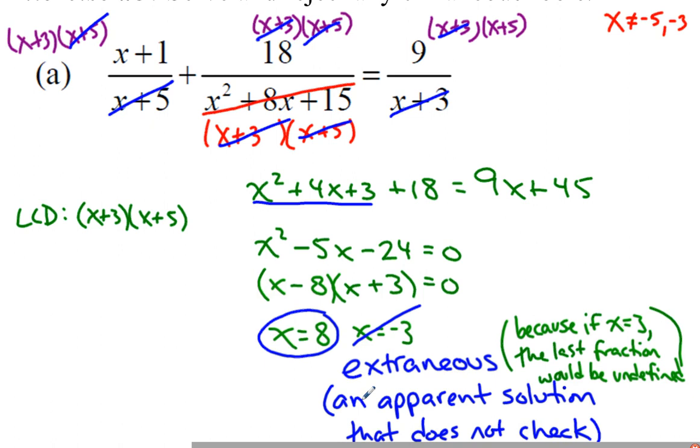An extraneous solution is an apparent solution. It means it appears to be a solution, but it just doesn't check. I didn't make any math mistakes in here, but I have an answer that doesn't check out because if x is equal to negative 3, the last fraction would be undefined. Well, so would this one too, the one that's got that as a factor. So that's always something we want to look for when we are solving rational equations.